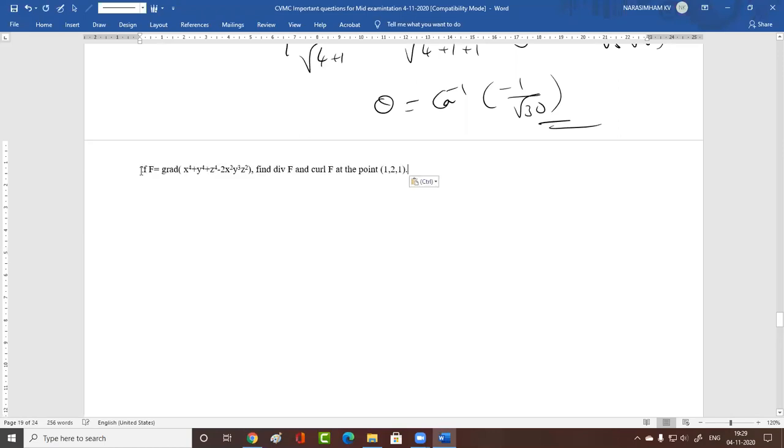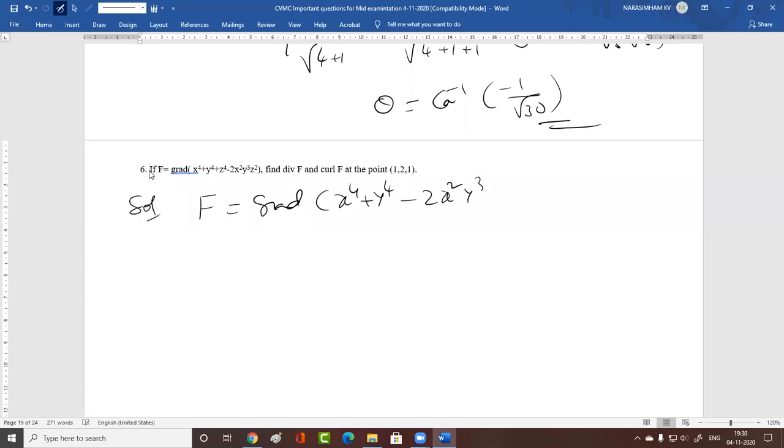Now this is question number seventh or sixth. Sixth question. Okay. So in this particular problem, f equals gradient of x power 4 plus y power 4 plus z power 4 minus 2x squared y cubed z squared. Find the divergence and curl at the point (1, 2, 1). Okay. So what is f? f equals gradient of x power 4 plus y power 4 minus 2x squared y cubed z squared.